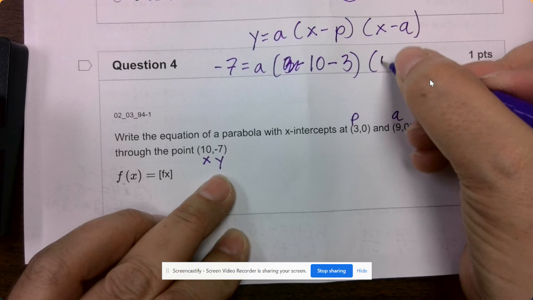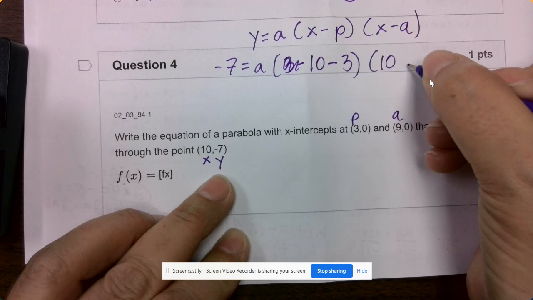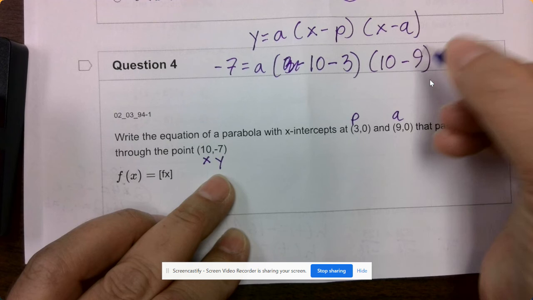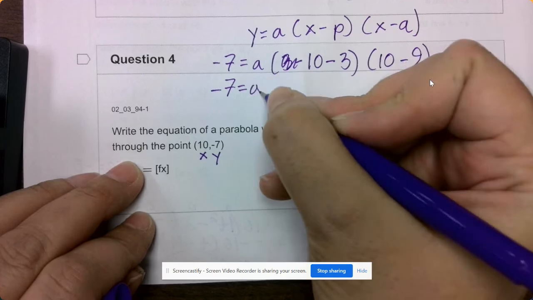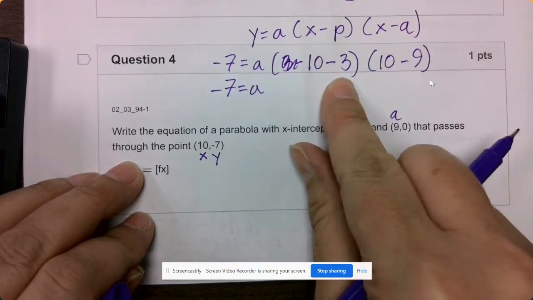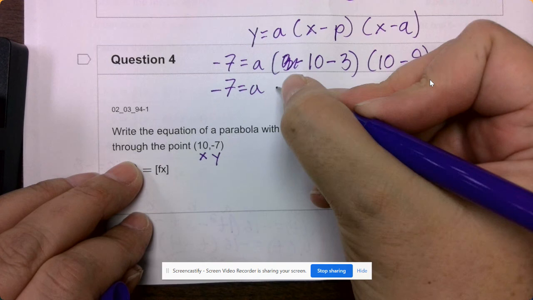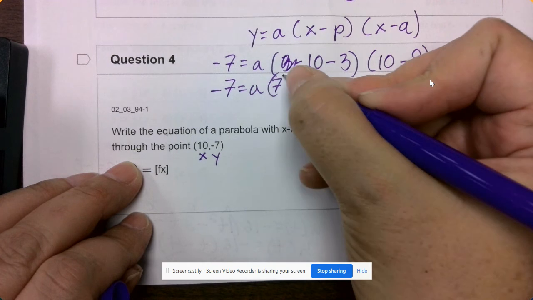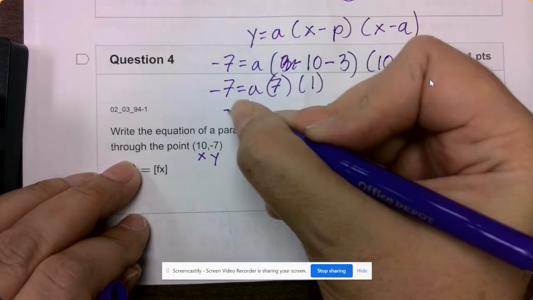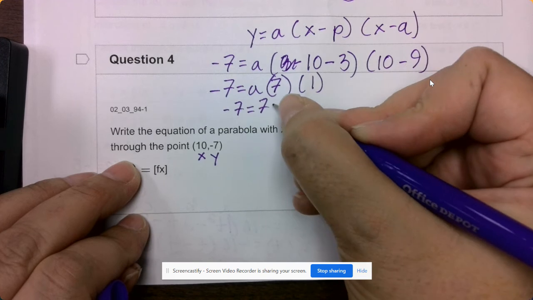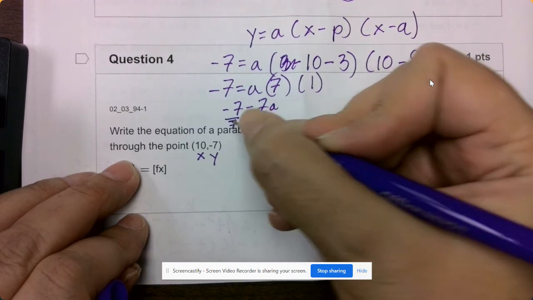10 minus 9. Okay, everybody remember we're going to do PEMDAS, so we're going to do parentheses first, and then we'll multiply. So parentheses, simplify that first. 10 minus 3 is going to be 7. 10 minus 9 is 1. 1 times 7 is 7. I'm going to divide each side by 7. So we get a is negative 1.